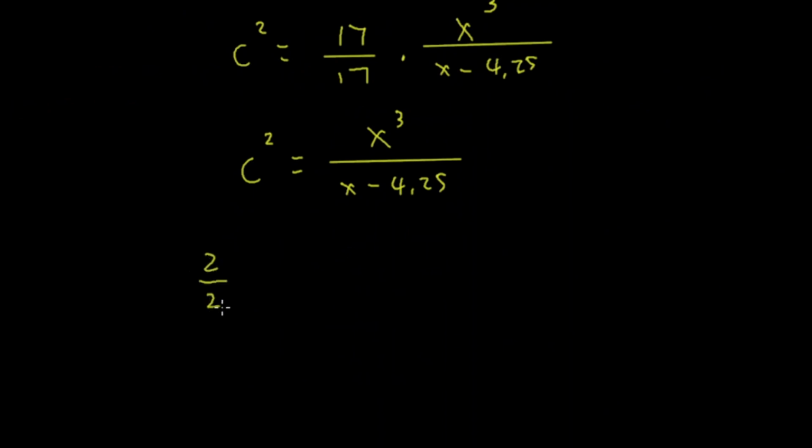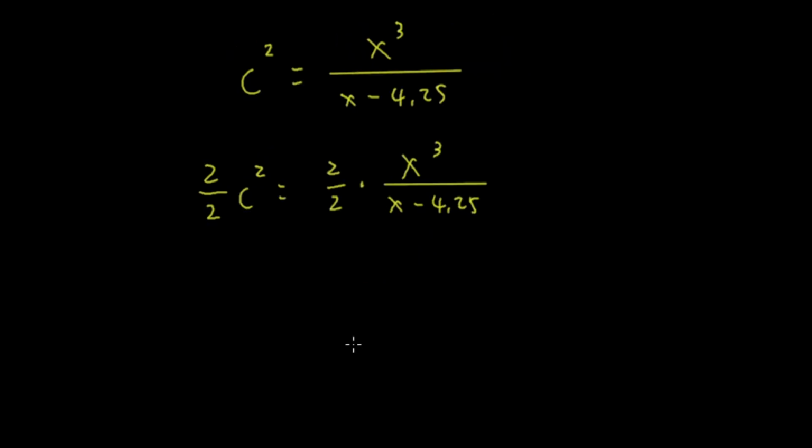So 2 over 2 c squared is equal to 2 over 2 times x cubed over x minus 4.25. Now, 2 over 2 is just equal to 1, so I'm not changing anything. So what I have here is c squared is equal to, now the numerator becomes 2x cubed, and the denominator will become 2x minus 8.5. Okay, this is exactly what the question is asking us to show. So part A is done. Let's look at part B.